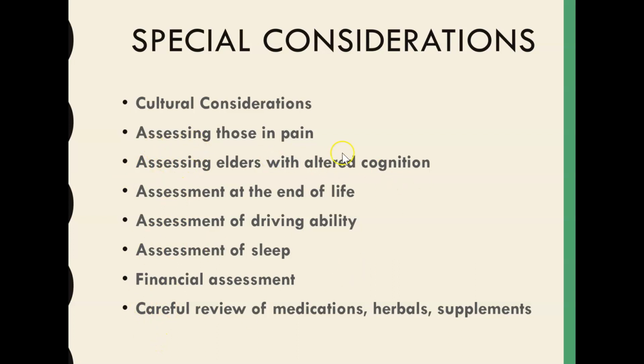Assess whether or not people are in pain, because when a person is in pain, a lot of times they tend to act differently. You want to assess elders with altered cognition. Then assessment at the end of life. Oh my gosh, assessment of driving ability.